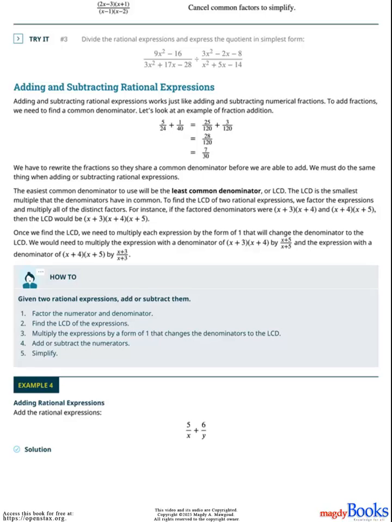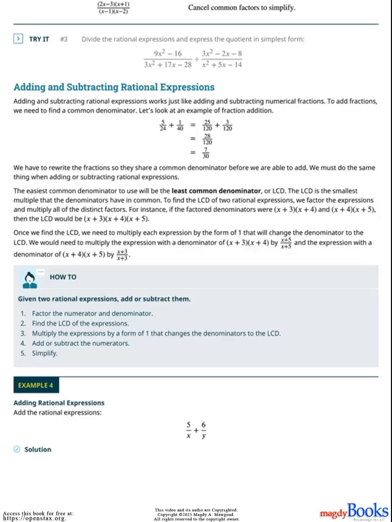How to: Given two rational expressions, add or subtract them. 1. Factor the numerator and denominator. 2. Find the LCD of the expressions. 3. Multiply the expressions by a form of 1 that changes the denominators to the LCD. 4. Add or subtract the numerators. 5. Simplify.